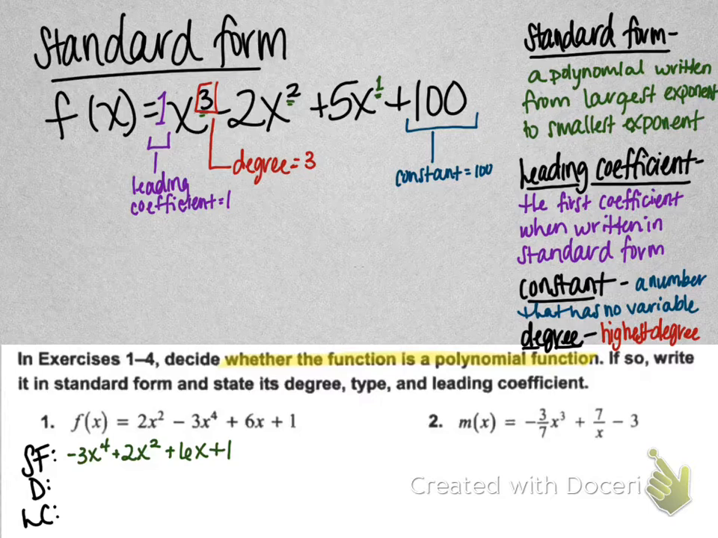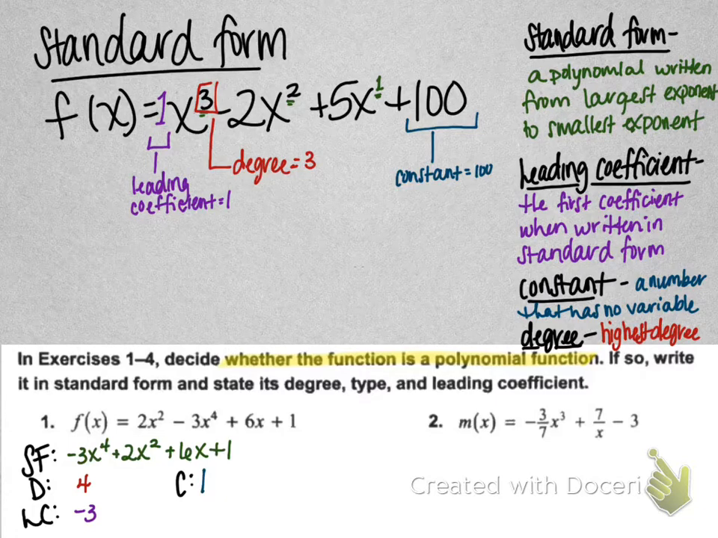Now it is easy to identify my degree of the polynomial and my leading coefficient. My degree is going to be that highest exponent right here, which is 4. And my leading coefficient is going to be that coefficient that comes first in standard form, which is now a negative 3. And then, of course, my constant is going to be the number that has no variables, and so that's going to equal 1.